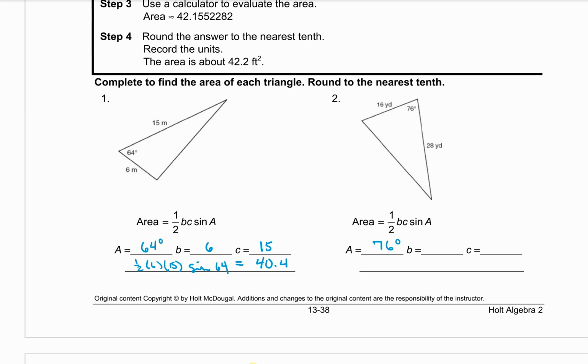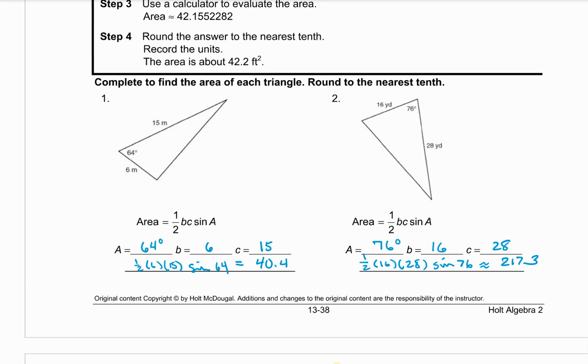We'll say B is 16 and C is 28. So 1/2 times 16 times 28 times the sine of 76 is going to be about, let's say 16 times 28 times the sine of 76, about 217.3.